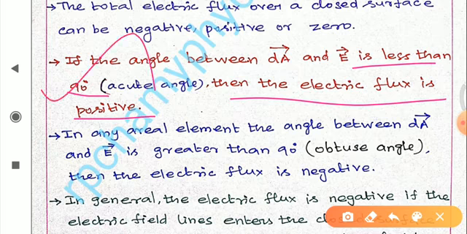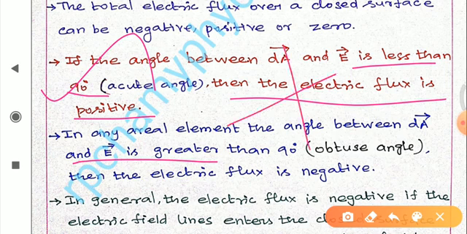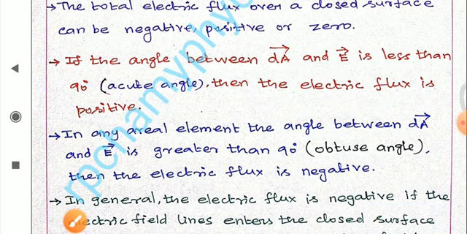Right. Suppose for any area element, the angle between E and dA is greater than 90. Greater than 90 means it is the second quadrant. In the second quadrant, it is "Silver", where S represents sine. Already you may have studied this in mathematics, and in physics also you may hear it.